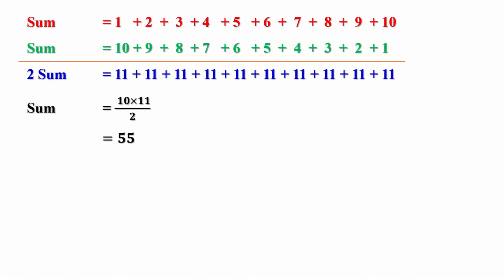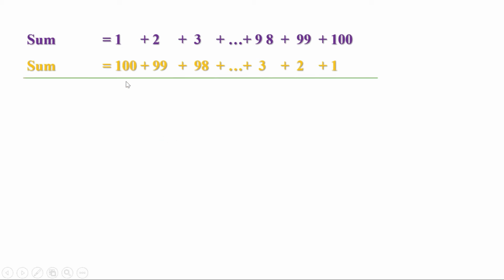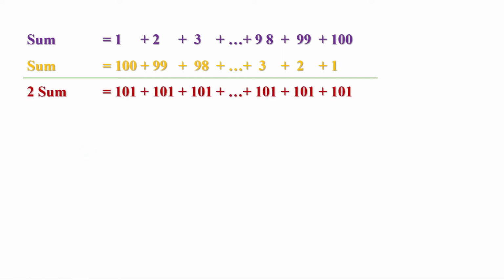How can we do it? Let us write the sum as 1 plus 2 plus 3 plus up to 100. Now write it in reverse: 100 plus 99 plus up to 1. Now let us add it together. This is 101, this is also 101, this is also 101, and this is also 101. So we will get 2 times sum equals 101 plus 101 plus 101 plus etc.